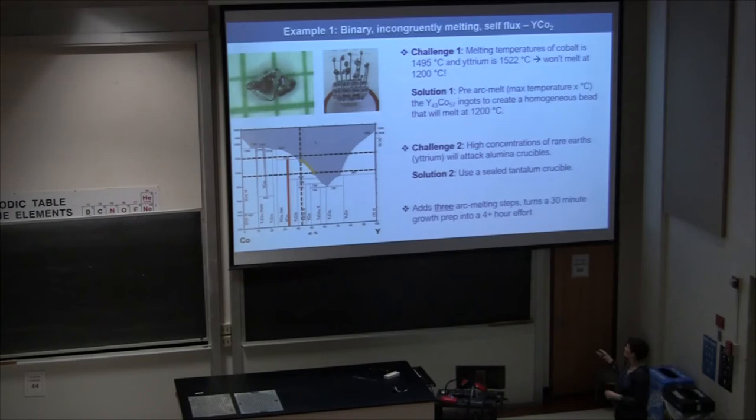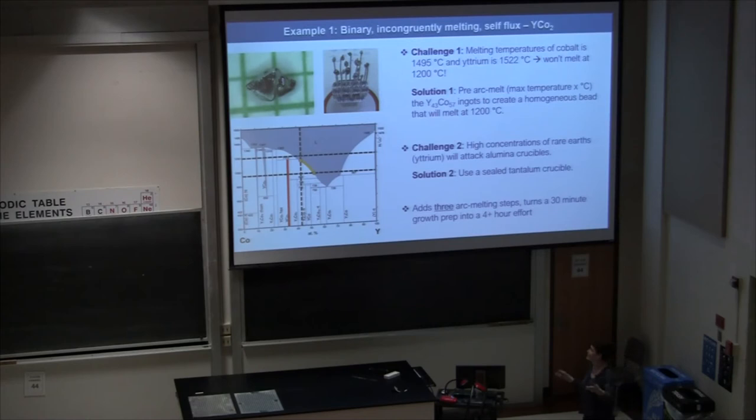Challenge two, the high concentrations of yttrium. This we can overcome by using a tantalum tube instead of an alumina crucible. Tantalum is quite great for high concentrations of a rare earth. The problem, though, is that using a tantalum tube adds two additional arc melting steps. This arc melting step adds a third additional arc melting step.